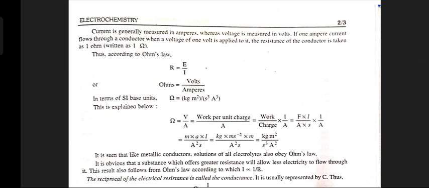The current is generally measured in amperes, whereas voltage is measured in volts. If a current of 1 ampere flows through the conductor when a voltage of 1 volt is applied, the resistance of the conductor is taken as 1 ohm. Thus Ohm's law will be ohms equal to volts upon amperes. In terms of SI units, ohm is equal to kilogram meter square per second cubed per ampere squared. This is explained below.